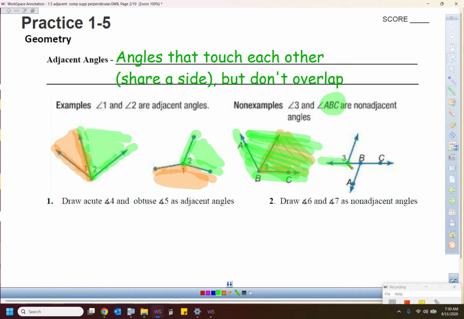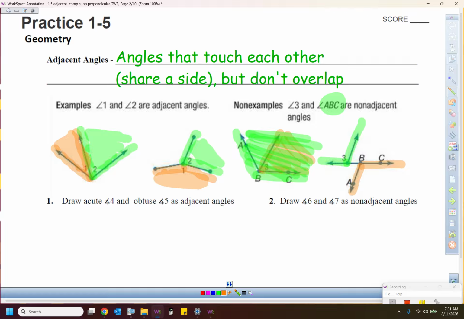And then the other example is if I had this green angle 3 and this orange angle right here, even though they don't overlap, they never touched each other, right? They're non-adjacent, right? So you can have adjacent and non-adjacent. So let's draw some stuff.